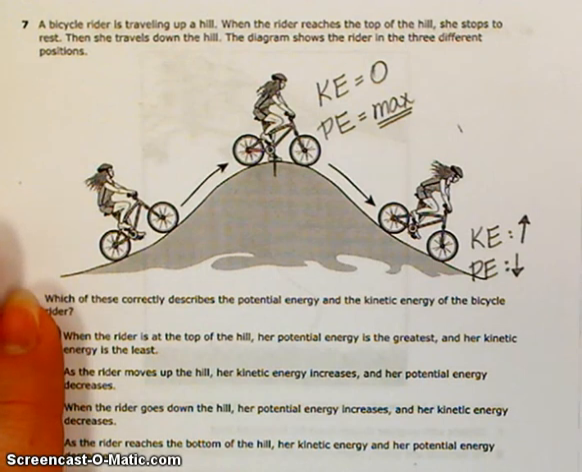Okay, number 7. A bicycle rider is traveling up a hill. When the rider reaches the top of the hill, she stops to rest. Then she travels down the hill. The diagram shows the rider in the 3 different positions.